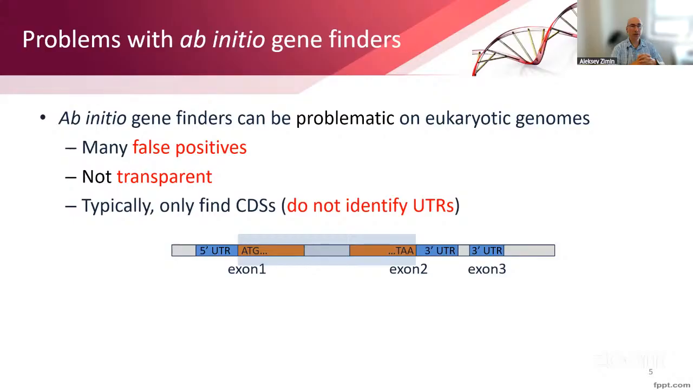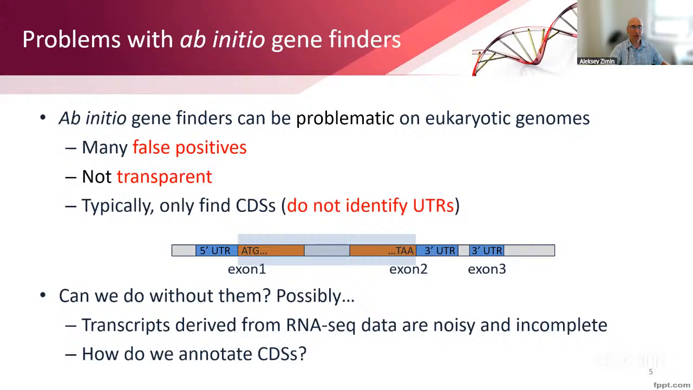Also, ab initio gene finders typically only find coding sequences, that is CDSs. And if you look at the anatomy of a typical protein coding gene, you may have 3 exons, exons 1, 2, and 3. We have a 5' UTR, and then here's your coding sequence start codon ATG, and then your coding sequence ends in a stop codon, and there follows a 3' UTR, and there may be exons that are all in UTR regions. And ab initio gene finders will typically yield only the shaded area between ATG and TAA. And any exons or parts of exons that are in the UTR regions typically are lost.